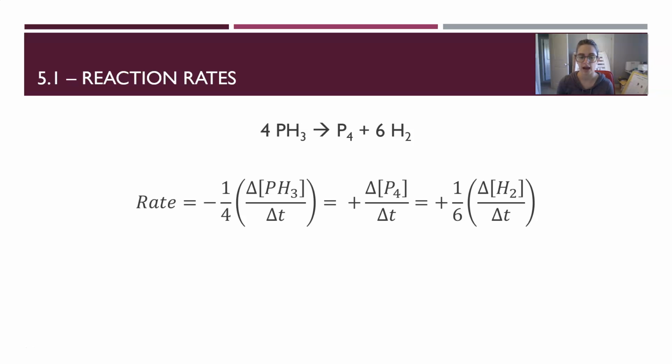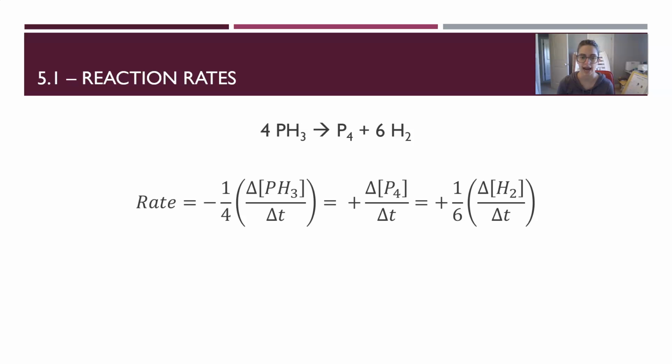So if we think about how our reactants are converted into our products, our P4 is going to be made at a quarter of the rate that our PH3 is consumed because of the 1:4 ratio. Likewise, the H2 is going to be created at a rate that's 1/6 that of the P4, or it's going to be created at 6 times the rate of the P4 because of the 6:1 ratio.